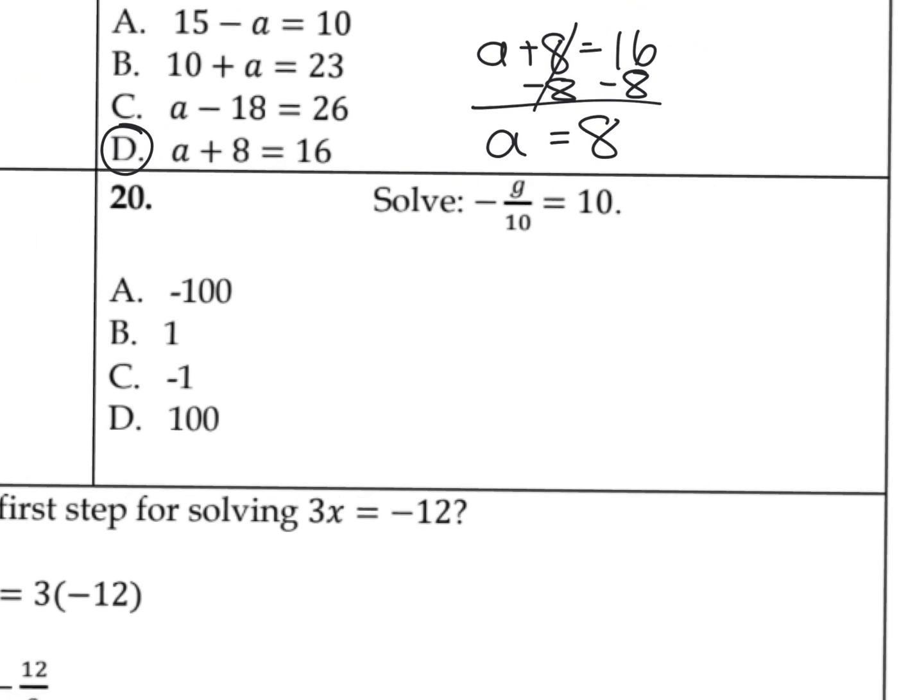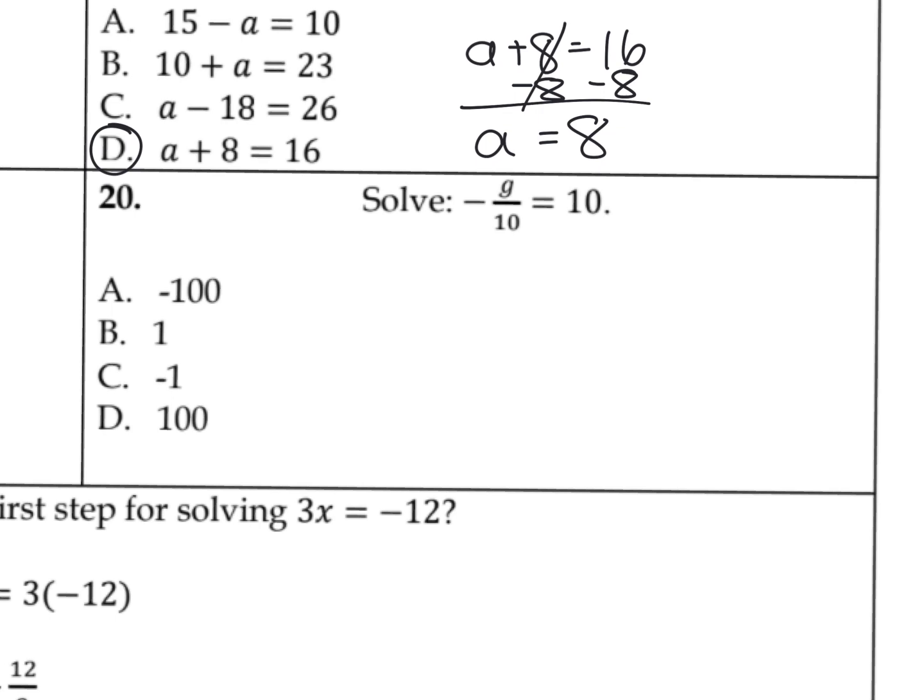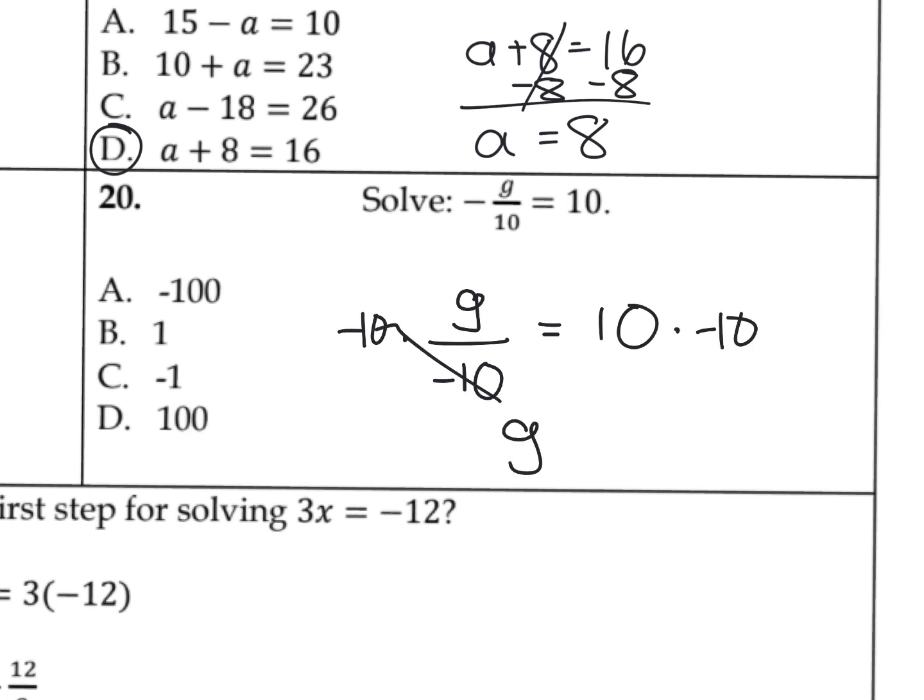All right, 20. Go ahead and solve this. You can think of this as G divided by negative 10 equals 10. That might make it a little easier for you. Go ahead and solve. So we're going to multiply both sides by negative 10. We get G equals negative 100. So choice A.